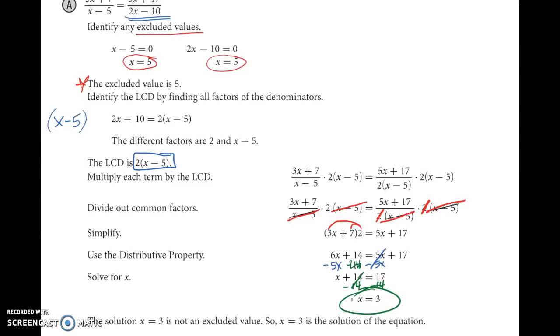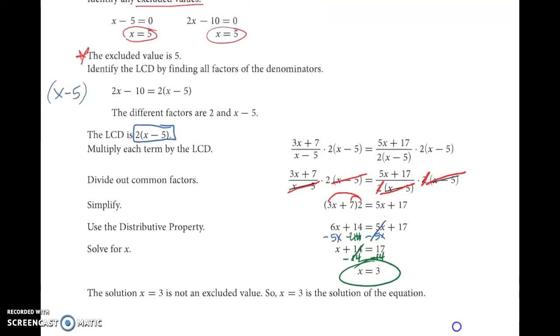So the solution is x equals 3. And it was not one of our excluded values, so that is the actual solution of our equation. If we ended up getting a solution that was x equals 5 at the end, then we would not call that our solution, we would call that an extraneous solution. But in this case, we didn't get that, so our solution, x equals 3, is our solution.